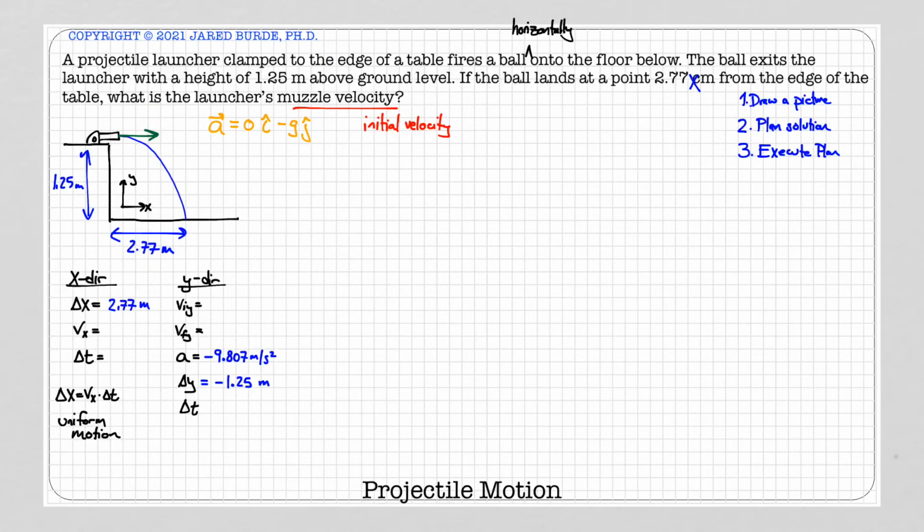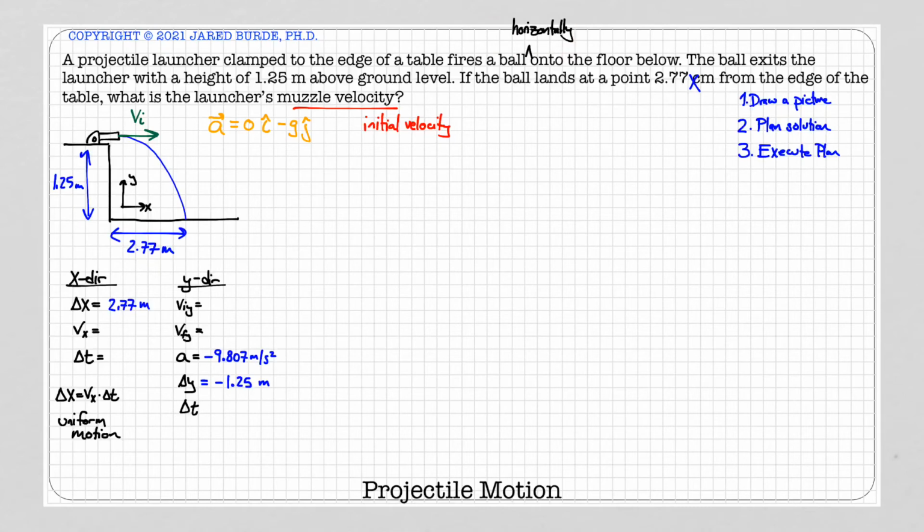And we're not told anything about how fast it's moving, except we're told that it's being fired horizontally onto the floor. So this projectile launcher is going to have some initial velocity vi, which just depends on the internal mechanics, how fast it's able to launch that ball. But vi, all of this velocity, is being launched horizontally.